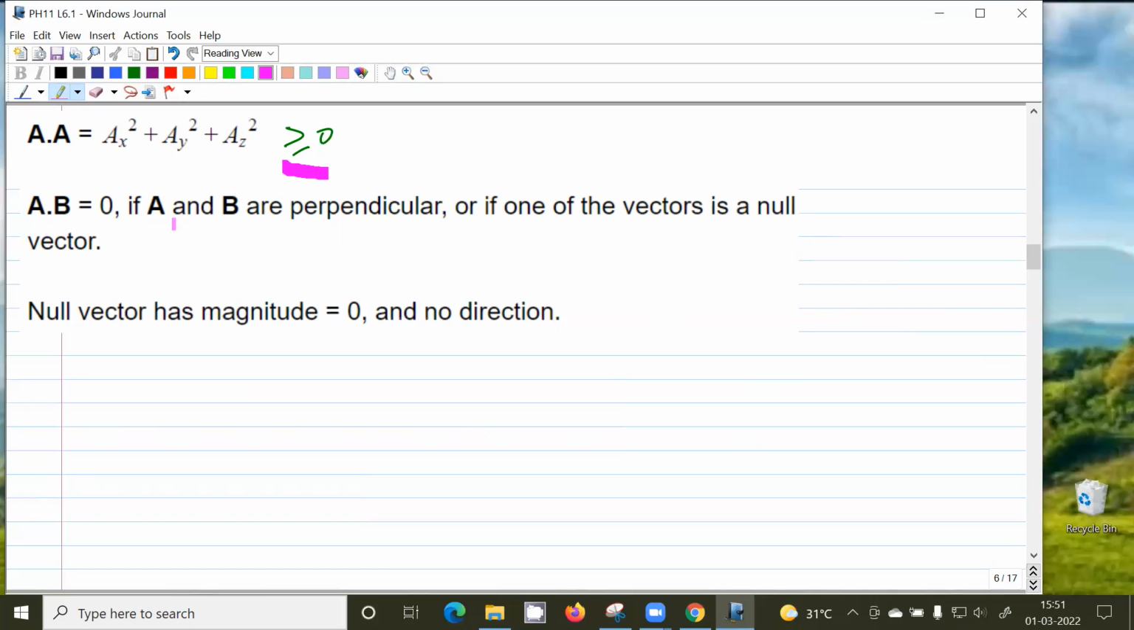A dot B equals 0 means A and B are perpendicular, right? Other than that, what is the other possibility? One of them can be 0, both can be 0, or any one of them can be 0.